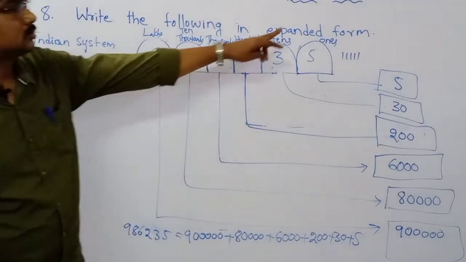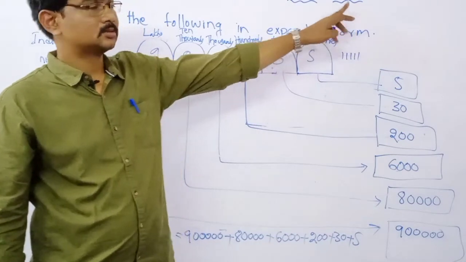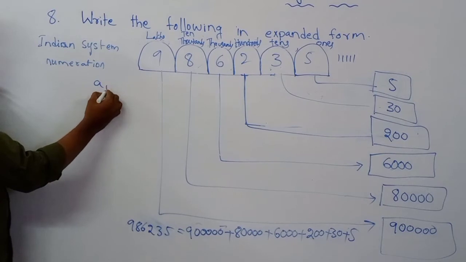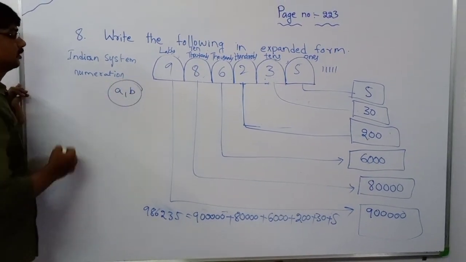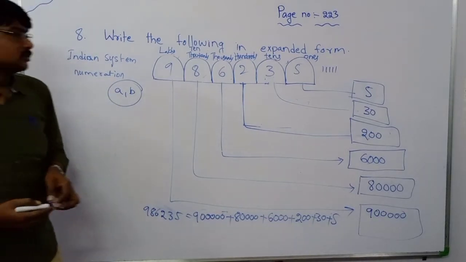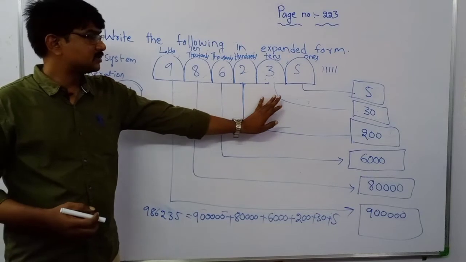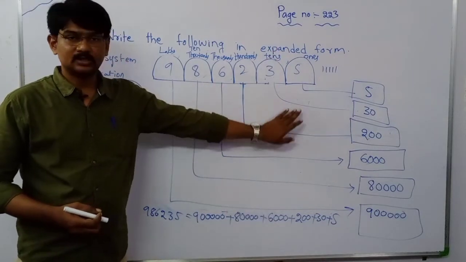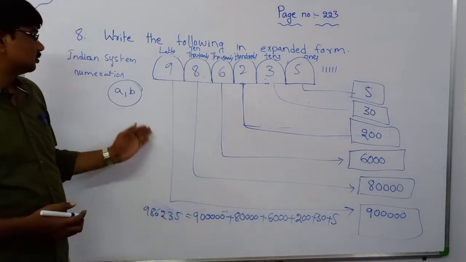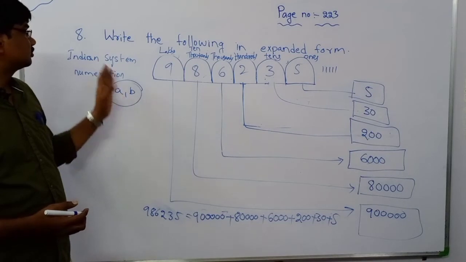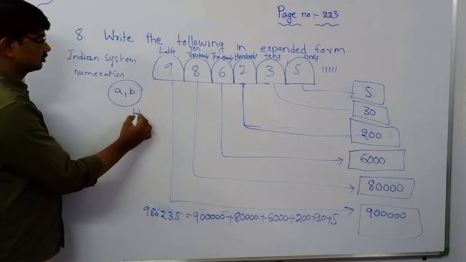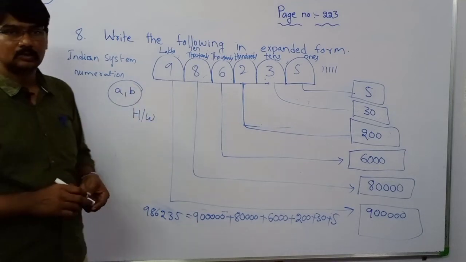Page number 223, question number 8. In your textbook there are given 2 problems, A and B. Already I hope you understand the process, how to write the expanded form. So in your textbook question 8, A and B problems are your homework, children.